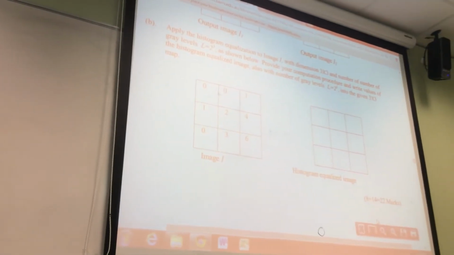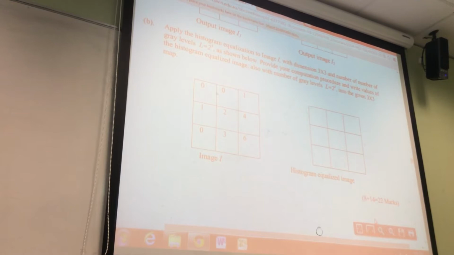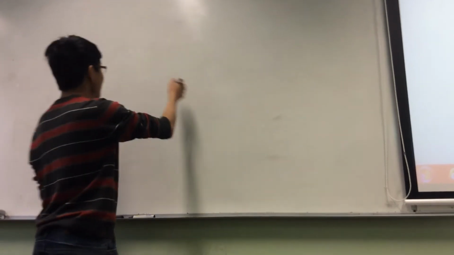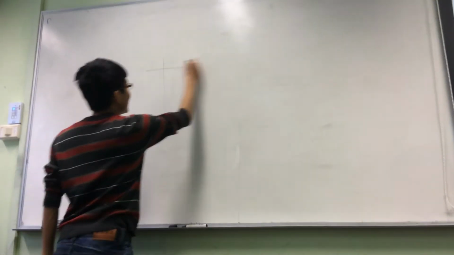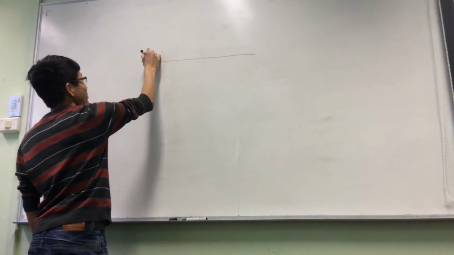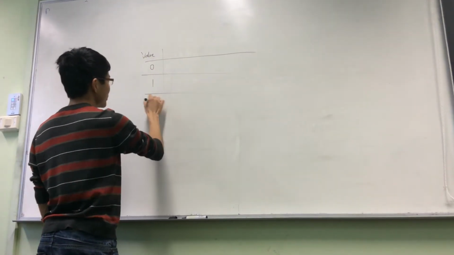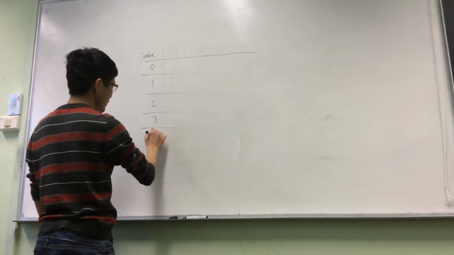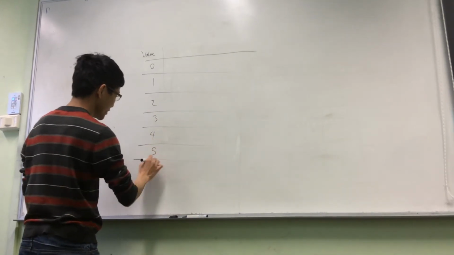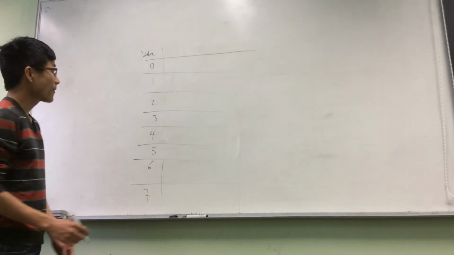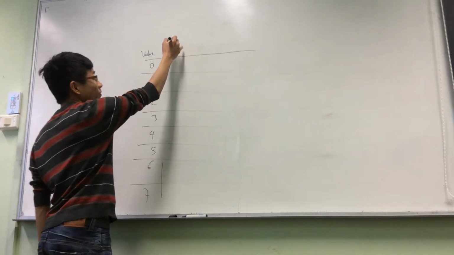Okay. So let's say if you want to do histogram equalizations. First step you're going to do is the original histogram. To do the original histogram, I recommend that you make a table like this. These are the values: pixel 0, pixel 1, pixel 2, 3, 4, 5, 6, and 7. And then CDF. PDF first.